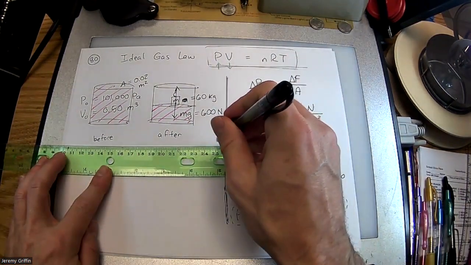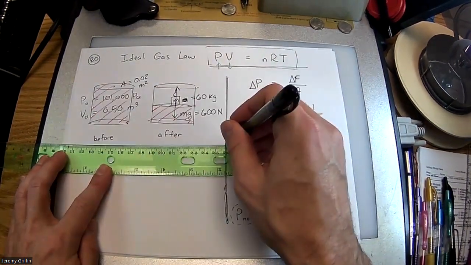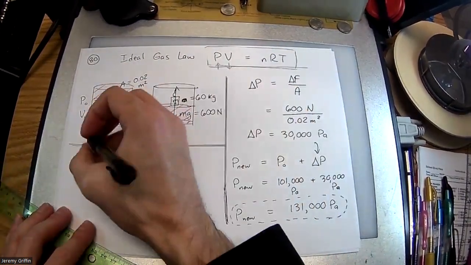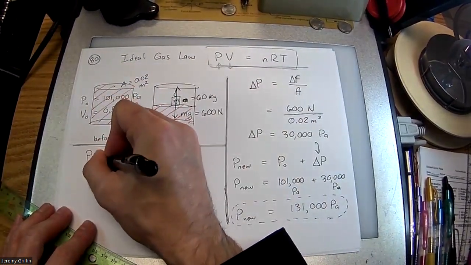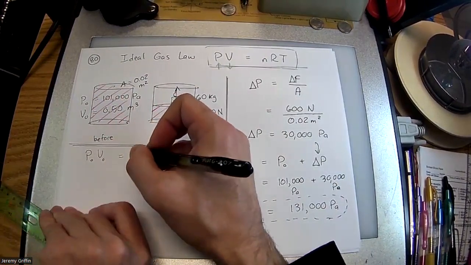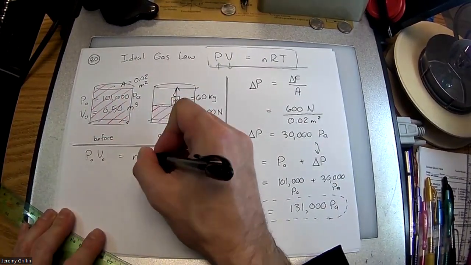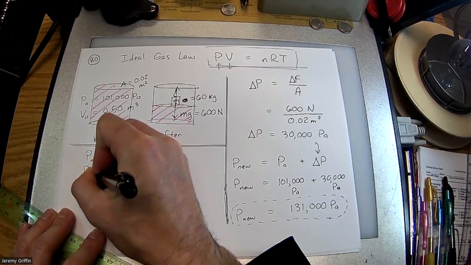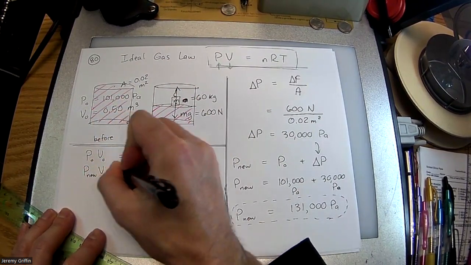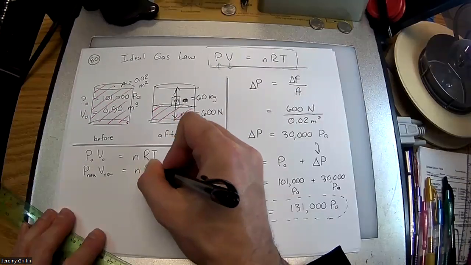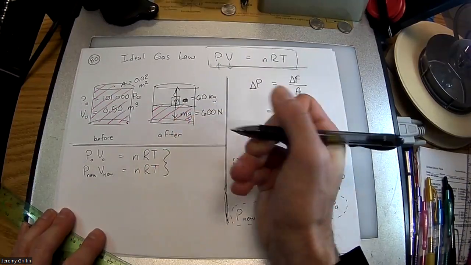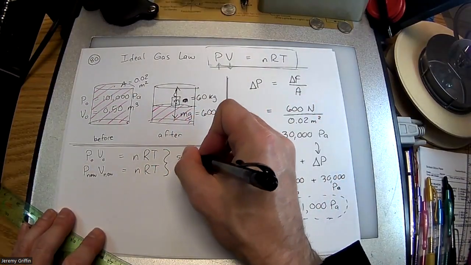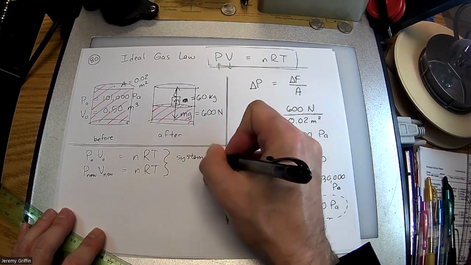I'm going to solve this with a system of equations. I want to see this written out. The equations could look like this: pressure initial times volume initial equals nRT. Pressure new times volume new also equals nRT. The same n, the same R, the same T. This right here is a system of equations.